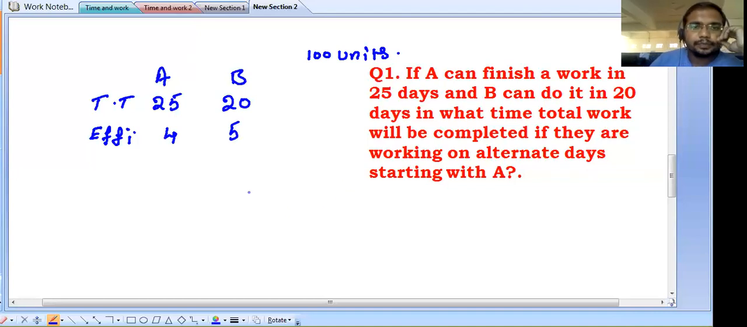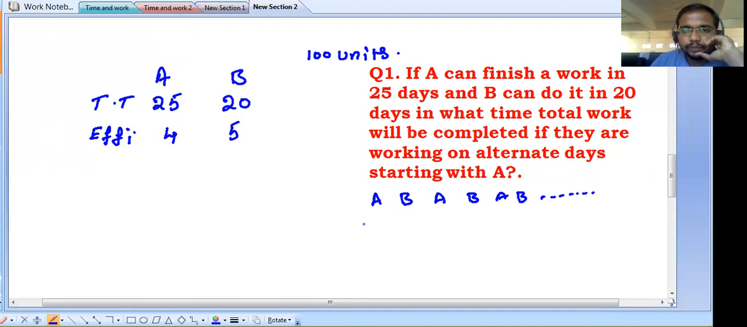Observe this, friends. On the first day, who is going to work? A. Next day B. A, B, A, B, and so on. This pattern will go on. 4, 5, continuously 4, 5 units. That is, 9 units will be completed in 2 days.